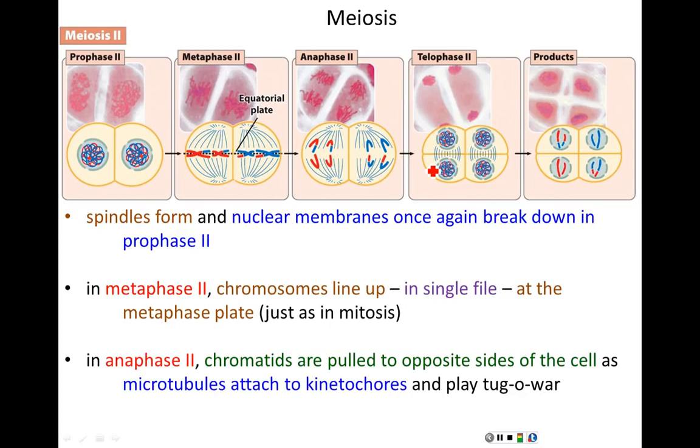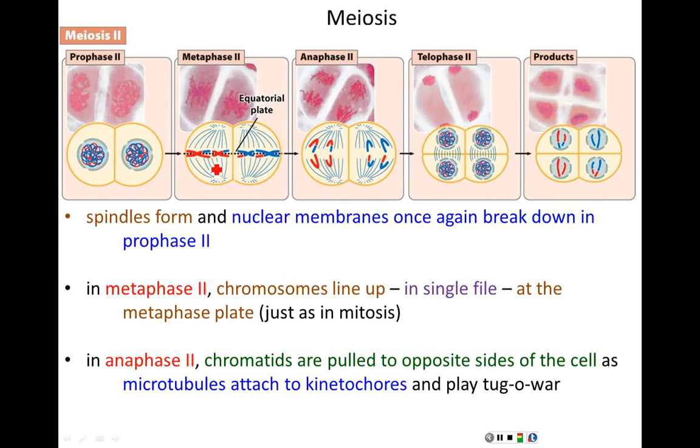In anaphase 2, those sister chromatids are pulled apart. Cohesin has dissolved. Sister chromatids are pulled apart. They're pulled to opposite sides of the cell as those microtubules play tug of wars. All of this occurring due to microtubules attached to kinetochores of sister chromatids.